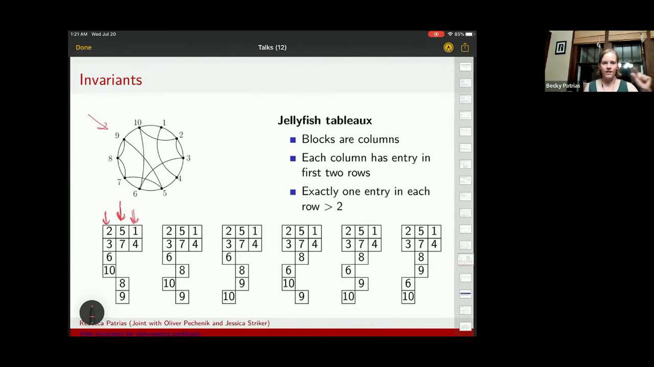Each column is going to have an entry in the first 2 rows. So our first 2 rows are crowded. They're kind of solid up top. And then below that, there's exactly 1 entry in each row. So that's why we're calling this our jellyfish, because it's supposed to look like a jellyfish. So it's kind of solid on the top, and then it has some kind of tentacles dangling down. So we're going to form that tableau in every way possible. And we see all of those examples here. And each of these jellyfish tableau is going to correspond to a product of minors.